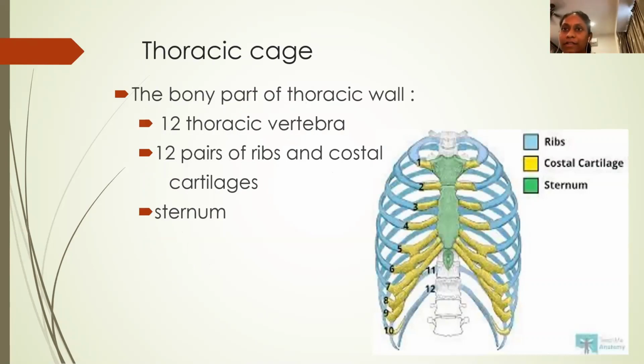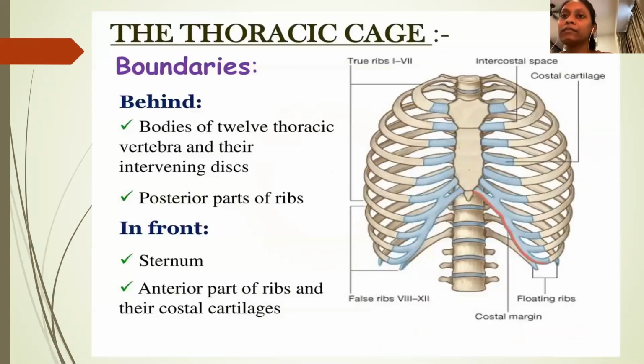The thoracic cage is the bony part of the thoracic wall, which consists of 12 thoracic vertebrae, 12 pairs of ribs, as well as the sternum. The boundaries of the thoracic cage: behind, it is the bodies of the 12 thoracic vertebrae with their intervening discs, and the posterior parts of the ribs. In front, it is covered by the sternum and the anterior parts of the ribs and their costal cartilages.